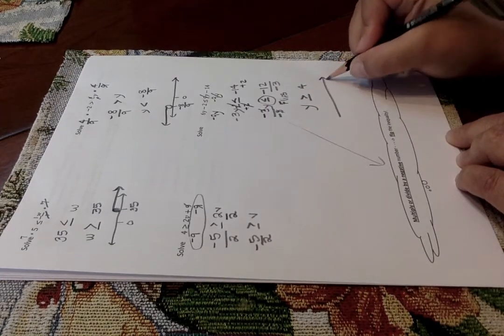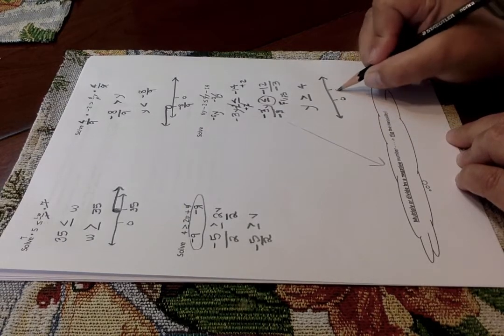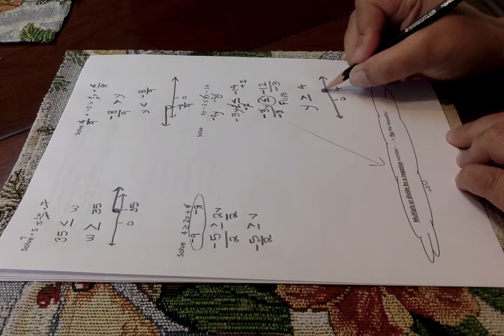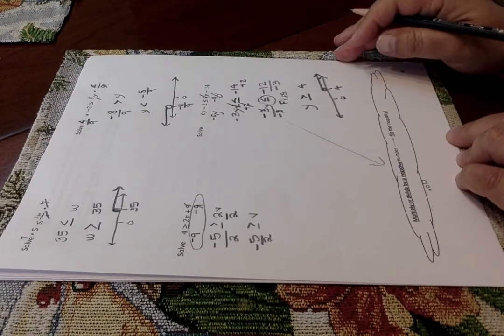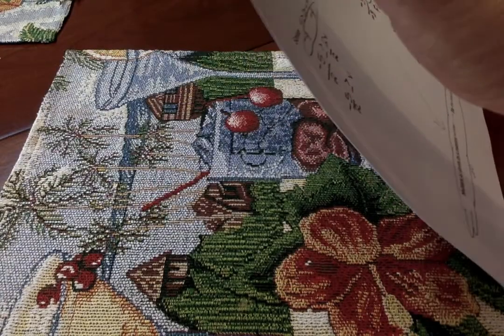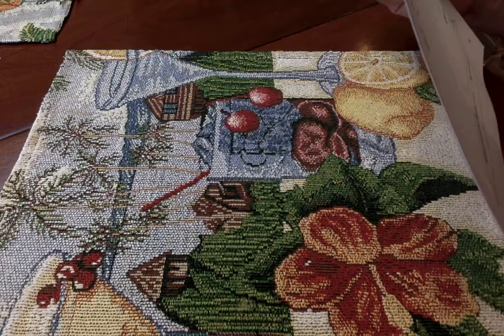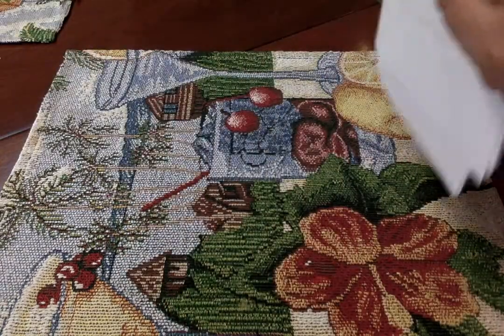If you were to graph it, it would just be 4, greater than or equal to, and then to the right.